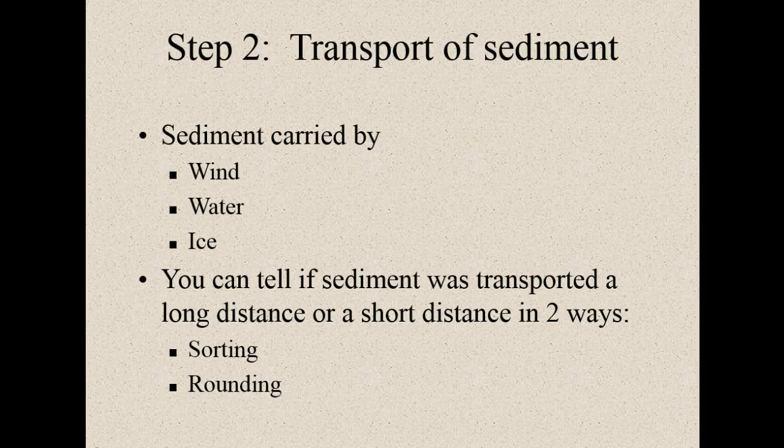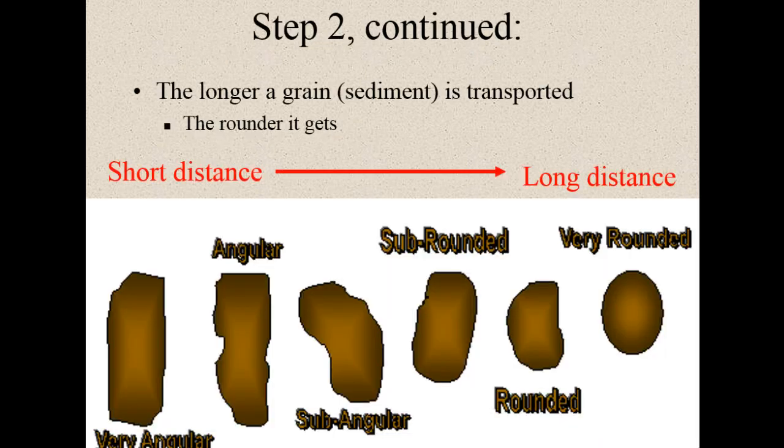You can tell if a sediment was transported a long distance or a short distance by examining 2 features, one being the sorting and the second being the rounding of the sediment itself. Sediment that's traveled a long distance will be rounder in nature, as we see over here to the right. Sediment that's close to its source, that hasn't traveled very far, will be very angular in nature.